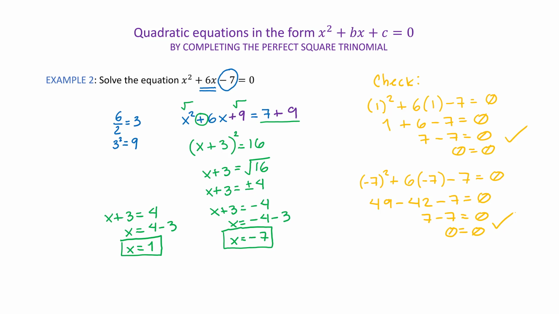This was a process to solve a quadratic equation in the form x squared plus bx plus c equals 0 by completing the perfect square trinomial.